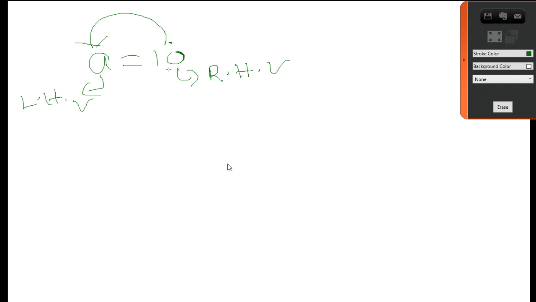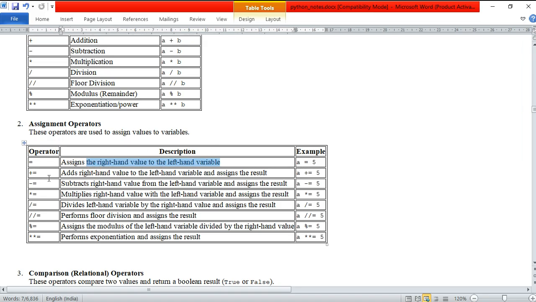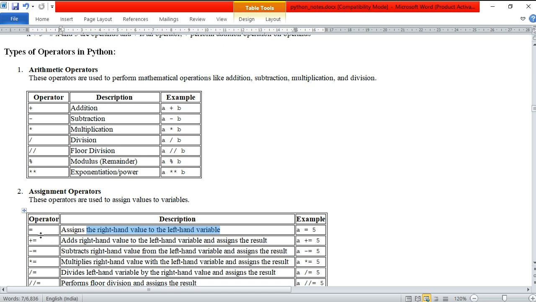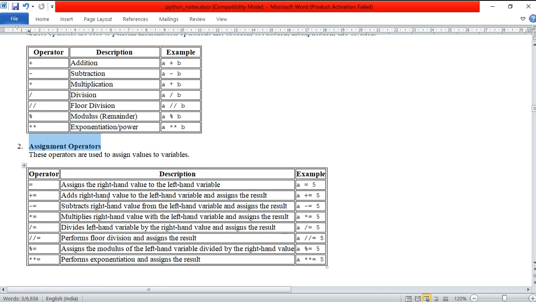So this is equal to sign is called the assignment operator. This assignment operator assigns the right side value to the left side variable. The left side must compulsorily be a variable, the right side can be anything. Now the combination of the assignment operator and these particular arithmetic operators is called assignment operators, also called compound assignment operators.